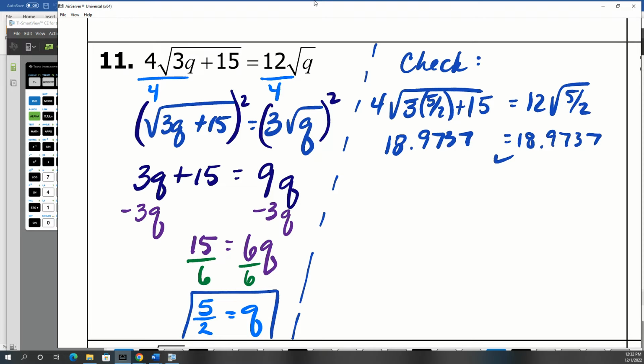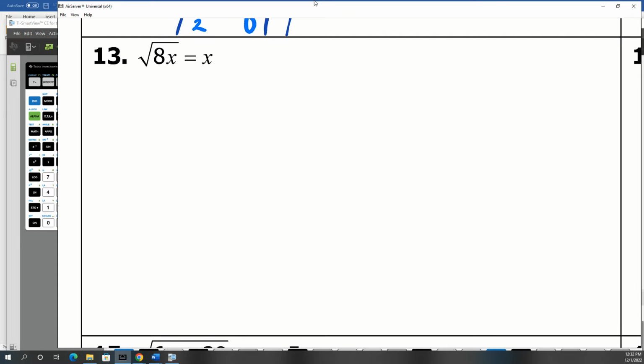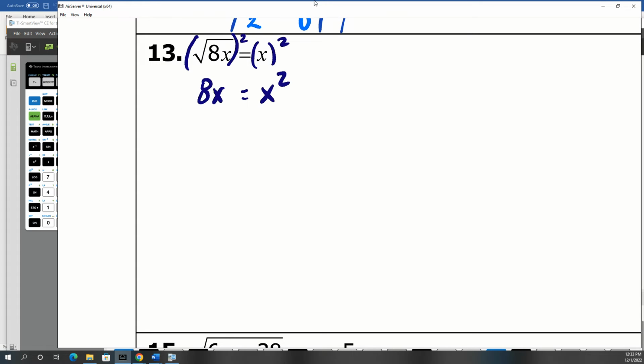All right, let's look at the next one, or let's look at the next odd one. Let's look at 13. So this one, we're going to go ahead and square both sides. So when we square that square root, it's just 8x. It's going to equal x squared. And this is where it starts getting a little more challenging.